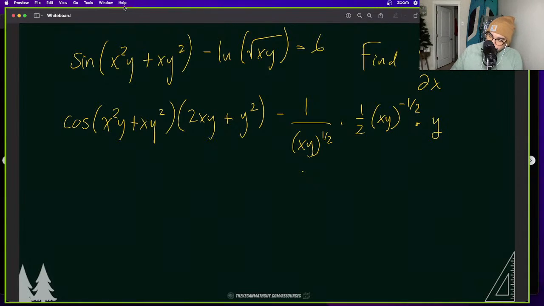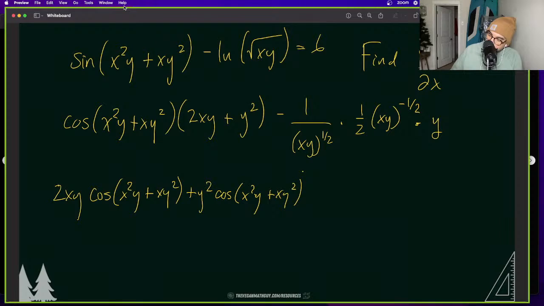Let's see if I can rewrite this. This just becomes 2xy cosine of x squared y plus xy squared plus y squared cosine of x squared y plus xy squared, and then minus, oh geez, y over, I think the bottom's just going to be xy, which is kind of nice. Oh, and then there's a 2 as well. And I forgot that this is going to be equal to 0. Why 0? Because if we look on the right side of the equation that I had in the very beginning, the derivative of 6 is 0. So we're good.